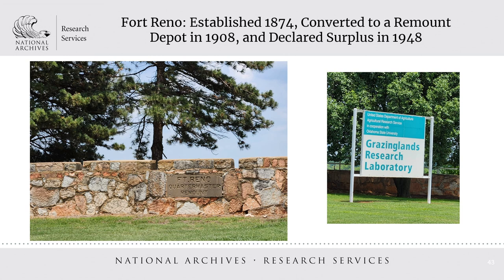Fort Reno was established in 1874, and in 1908, Fort Reno was converted to a quartermaster remount depot to supply horses and mules to the military. This was still Fort Reno's primary function until 1948, when it was declared surplus and transferred to the Department of Agriculture, which still uses the land for its grazing lands research laboratory. Very little evidence of the POW camp that was built there can still be seen at the site today, and this is true for many POW camps that were constructed during World War II.